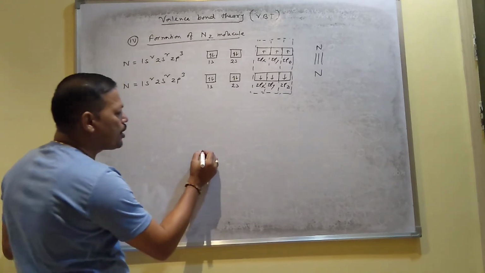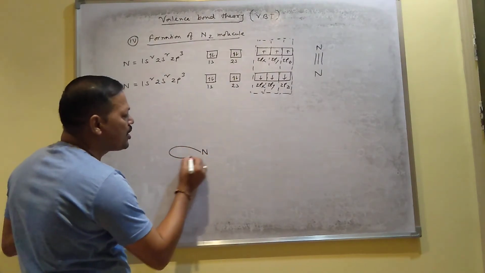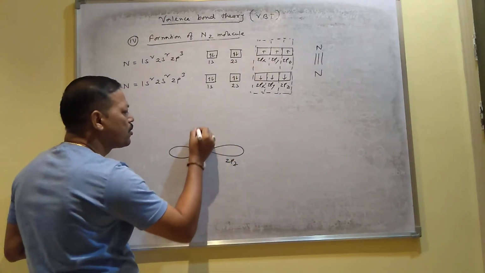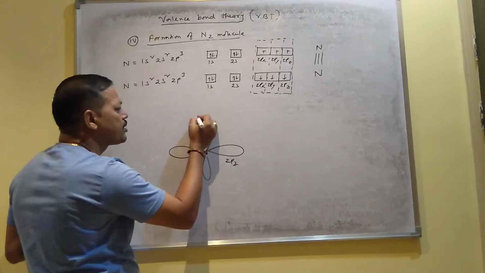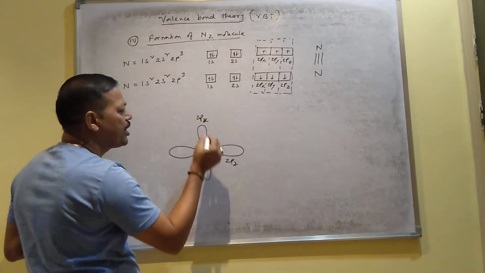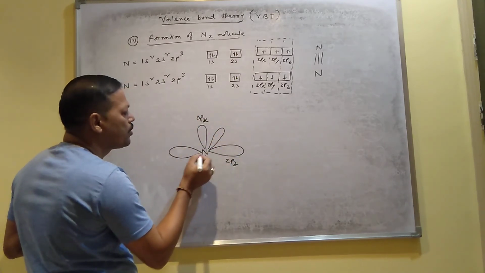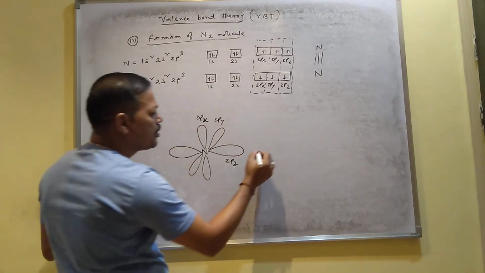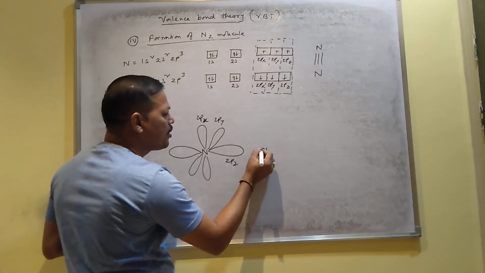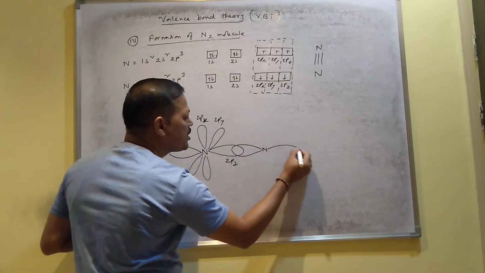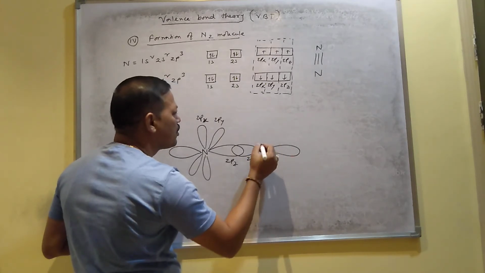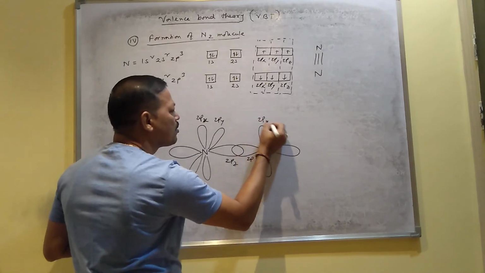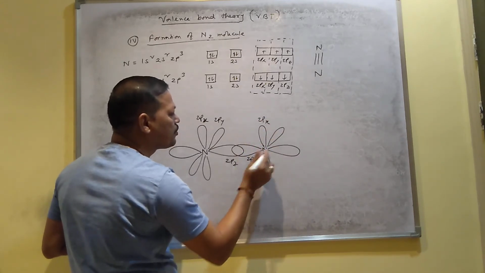And if you want to draw the orbital diagram, suppose this is one nitrogen, this is 2pz, suppose this is 2px, you can consider any one. This is 2py for one nitrogen. Similarly, this is another nitrogen, its 2pz is this one, this is 2px, and this is 2py.